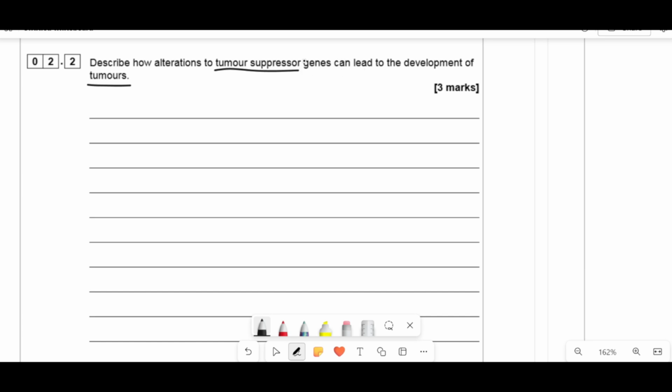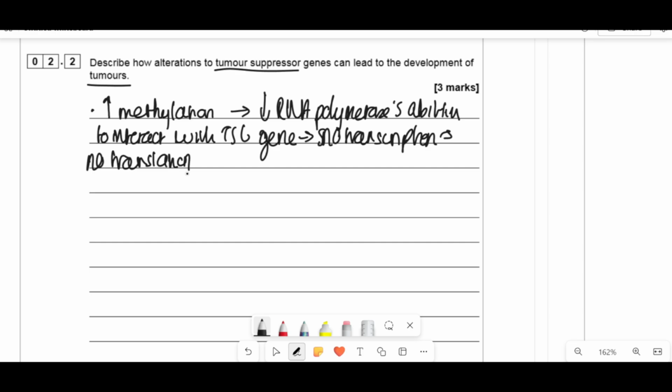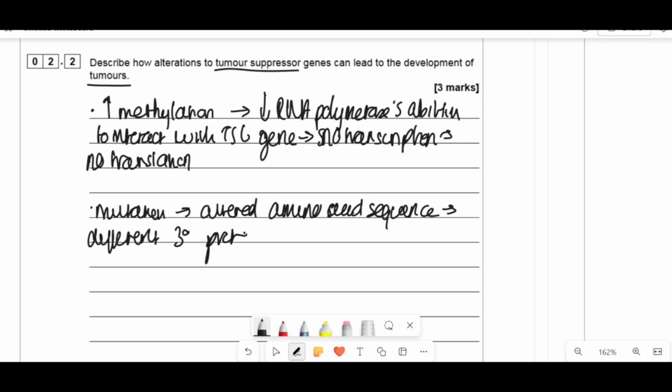Another alteration is to the gene itself, right? Because if you change the sequence of bases in it, you've now possibly changed the protein. So the two things I'm going to say are, first, increased methylation decreases RNA polymerase's ability to interact with the tumor suppressor gene, so no transcription and then no translation. That's my first point. And the other thing is that you might have a mutation, which is any change in the base sequence. A mutation may lead to an altered amino acid sequence, which means you've got a different tertiary protein structure eventually, right?